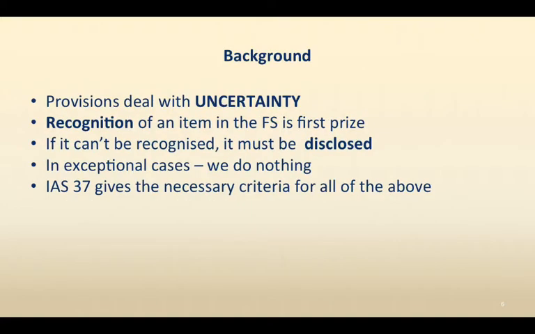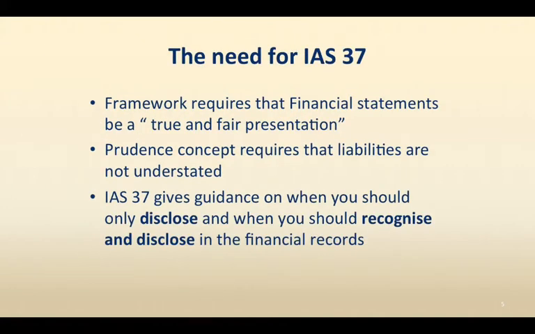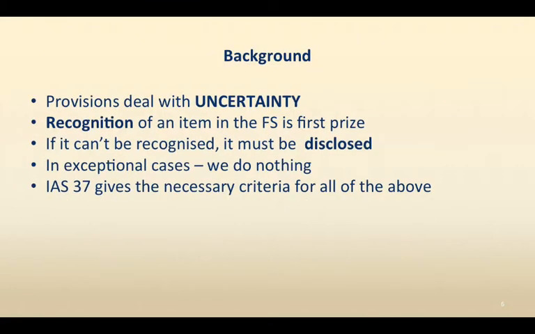Now, just another background. The provisions, just background. Provisions deal with uncertainty. The recognition of an item in the financial statements is the first prize. If it can't be recognized, it must be disclosed. In exceptional cases, we do nothing with it, meaning we don't recognize or disclose it. And then IAS 37 gives the necessary criteria for all of the above.